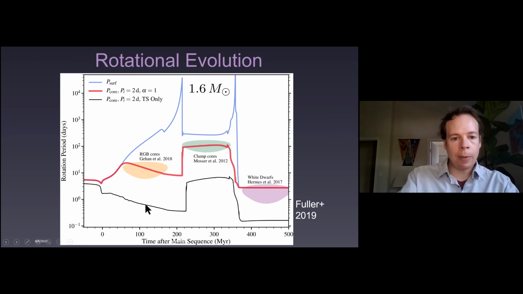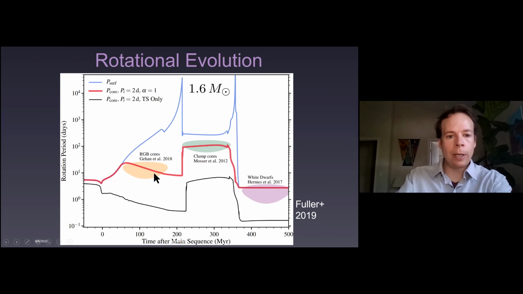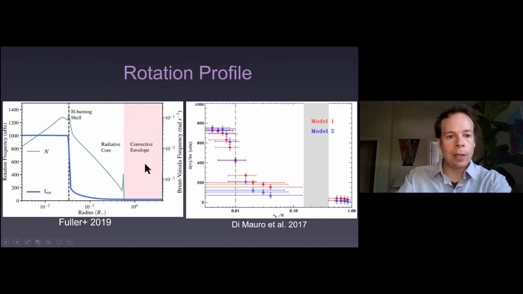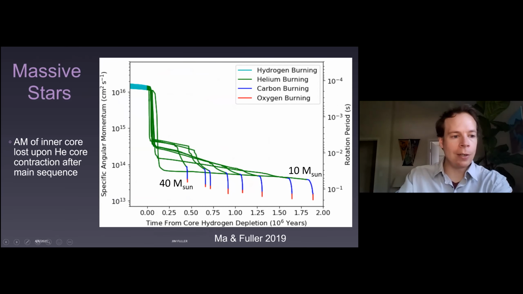And it certainly does better than the prior prediction from the Tayler-Spruit dynamo, which is this black line, predicting rotation rates too fast by a factor of 20 or so. So I think this is certainly a step forward in our understanding. And to first order, it can explain what we see in low mass stars. So then the question is, what happens in high mass stars?